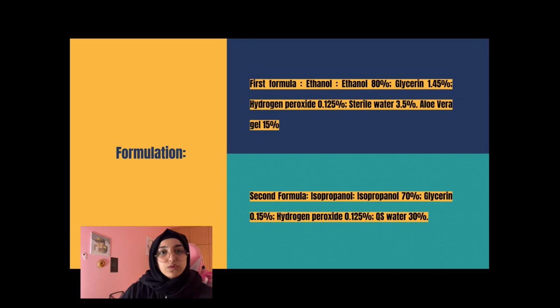So we studied these 2 formulas and researched the sanitizer's active ingredients formula and percentage. Also additives to find the best formulation. So for example, in the first formula, we used aloe vera gel for moisturization to make sure that the user is satisfied with the outcome after using the hand sanitizer.